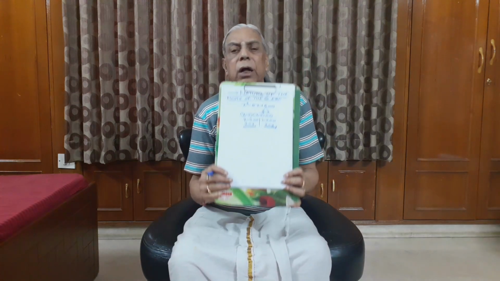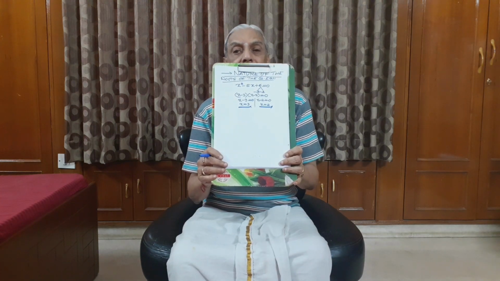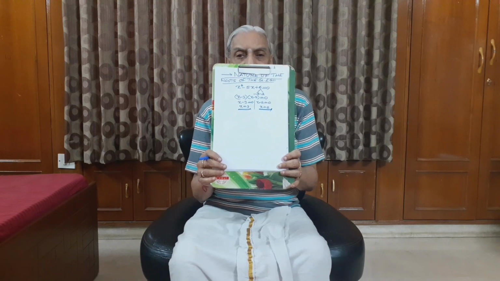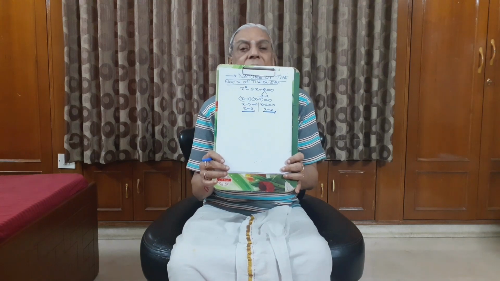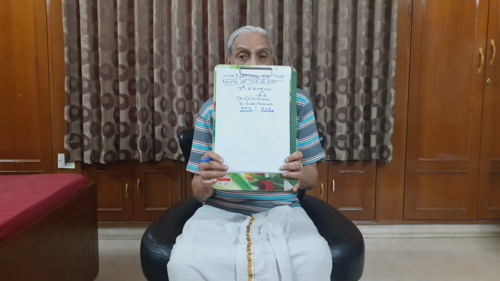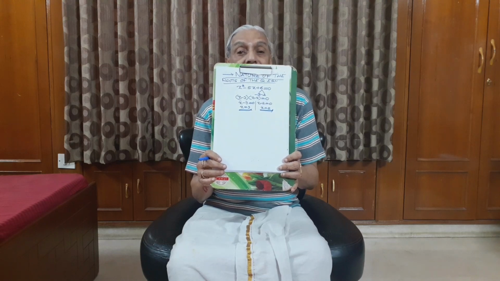Therefore, what is the value of x when x minus 3 equals 0? Equate each to 0. x minus 2 equals 0. Therefore, x is equal to 3. The other, x is equal to 2. Once again, I have got the two roots. What kind of roots are there? Once again, they are real roots. Not only real, but they are rational roots.